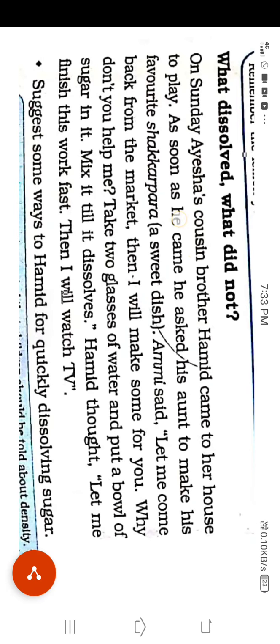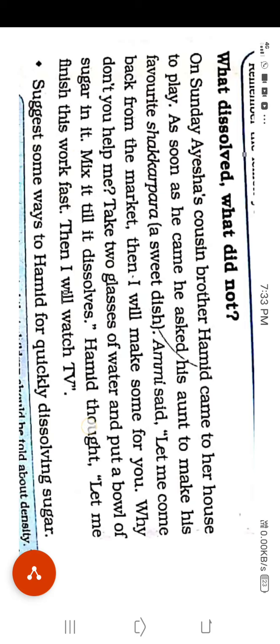What dissolved, what did not? On Sunday, Aisha's cousin brother Hamid came to her house to play. As soon as he came, he asked his aunt to make his favorite chakarpara, a sweet dish. Ammi said, "Let me come back from the market, then I will make some for you. Why don't you help me?